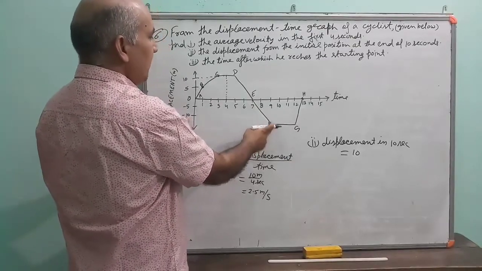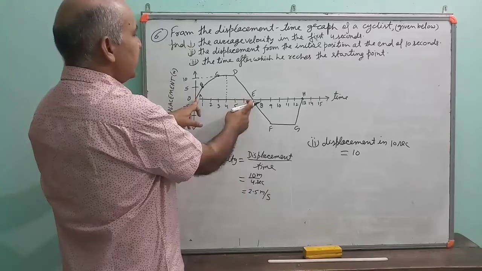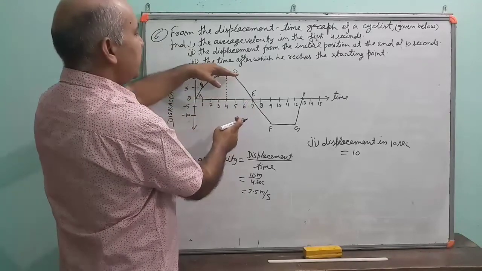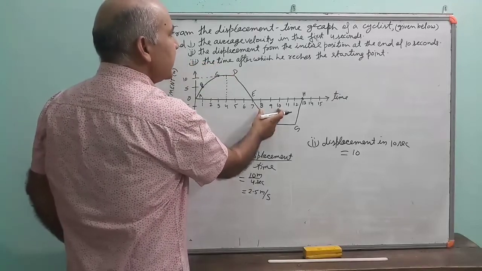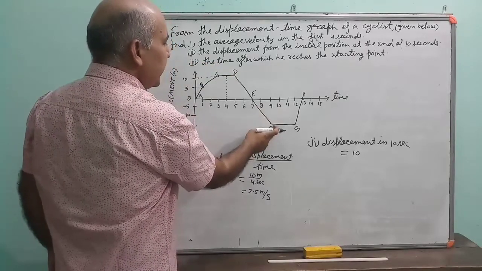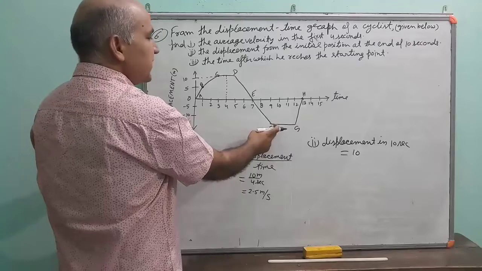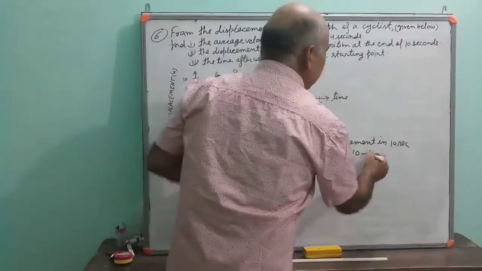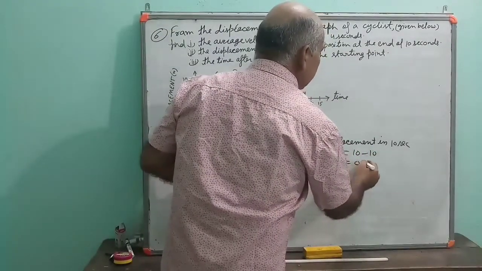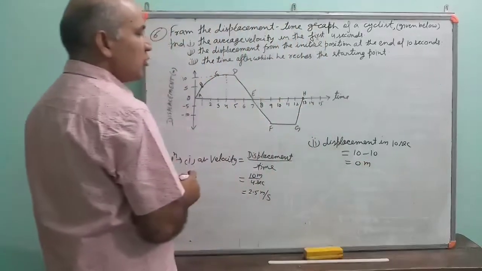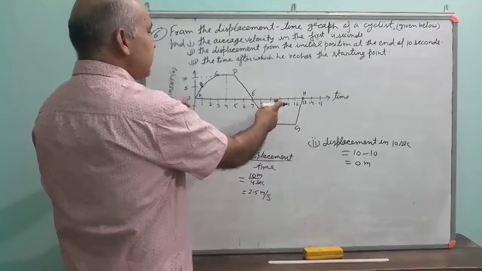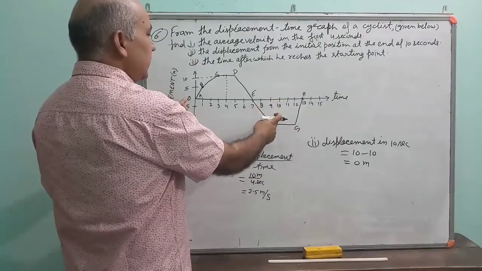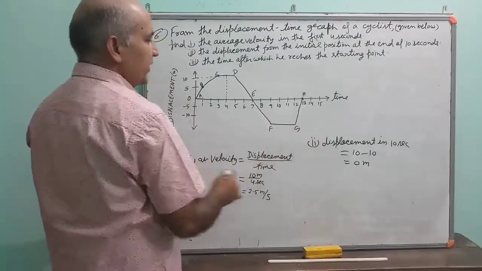Are you watching? In the first 7 seconds the maximum displacement is 10 meter positive. In the next 3 seconds the minimum displacement, negative displacement is minus 10. So final displacement will be 10 minus 10, that is 0 meter. Understood? The displacement in 10 seconds will be 10 minus 10, that is 0 meter.